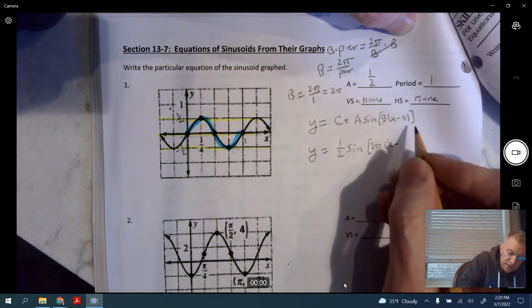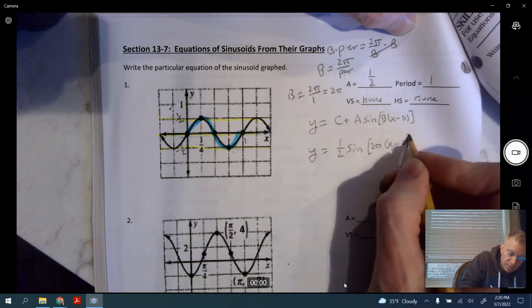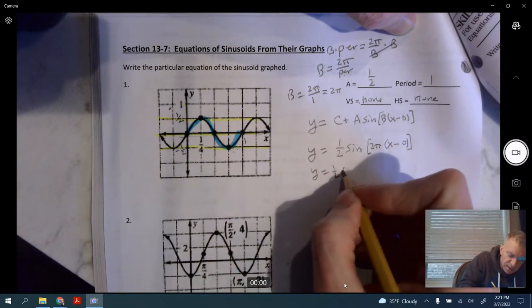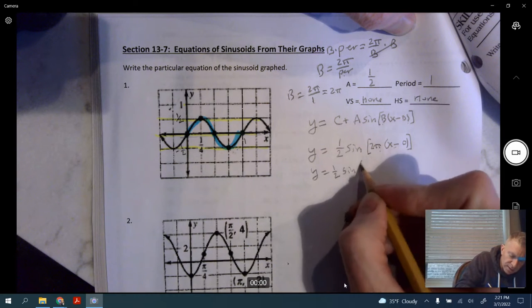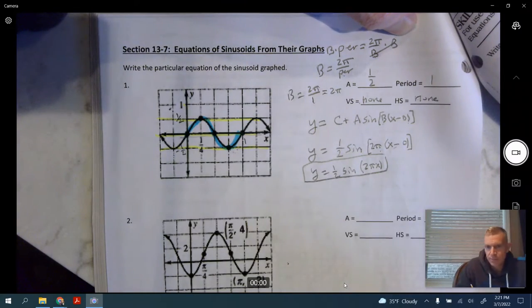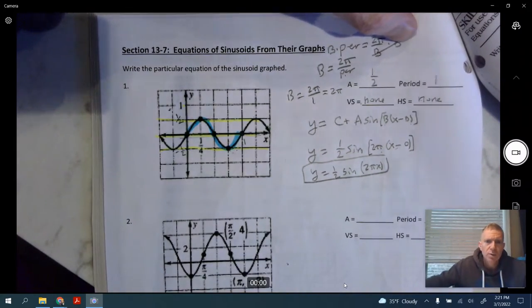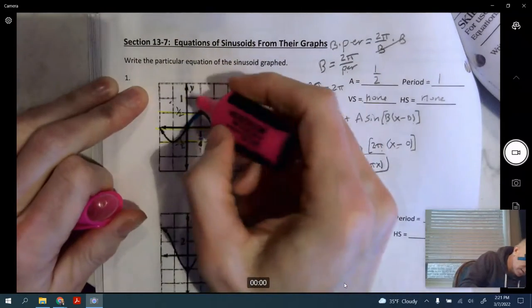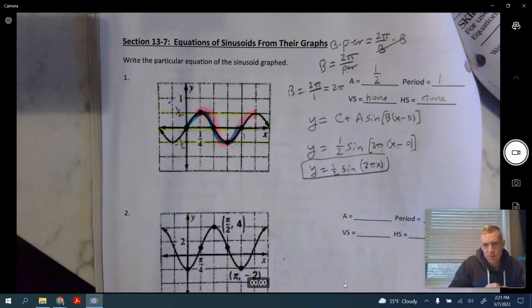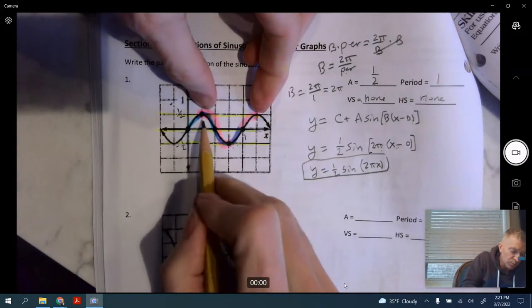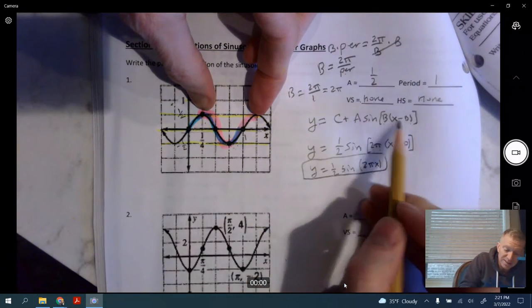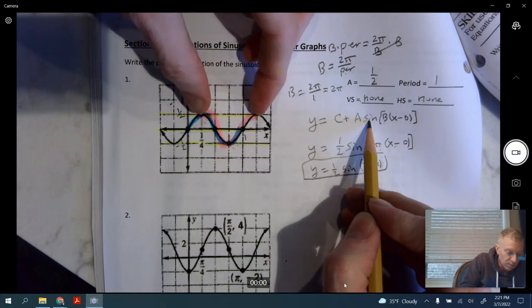Then I got x minus d. D is your horizontal shift, so x minus 0. Okay, we can simplify that to y equals 1/2 sine of 2 pi x. Okay, another correct answer. Let's say I want to do a cosine graph, and I want to start here and end here. Okay, so if I did this cosine graph, now my horizontal shift would be right 1/4. Okay, and it would be a cosine graph, so it would look like this, except instead of saying sine, it would say cosine. I'm going to start here and end here.